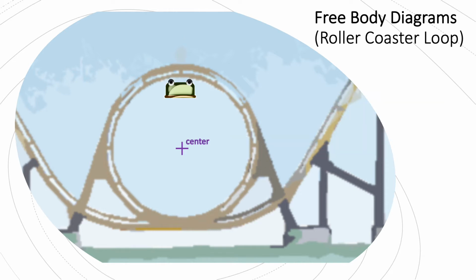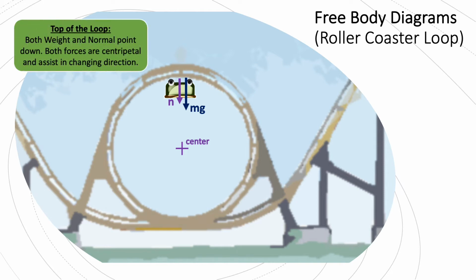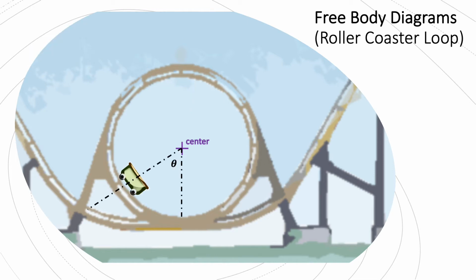Okay, now the cart at the top. At the top, we have the weight pulling down on it, and the normal force is also pushing down on the cart. So there's two forces trying to bring the cart down. Notice that they are both going toward the center, and therefore both forces are responsible for changing the direction.